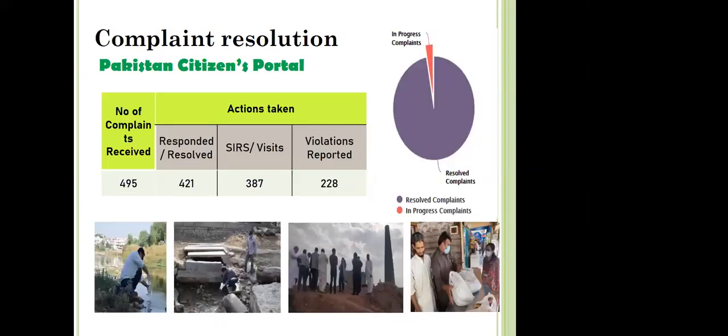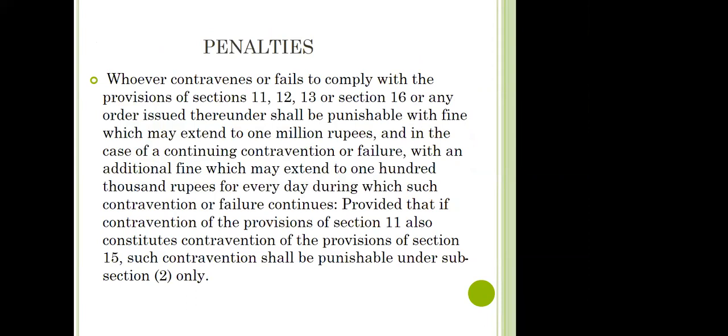I will talk about the penalties. Whoever contravenes or fails to comply with the provisions of section 11, 12, 13 or 16 of the 1997 Act, or any order issued thereunder, shall be punishable with a fine which may extend to 1 million rupees. Mostly, a fine of 1 million imposed is enough.